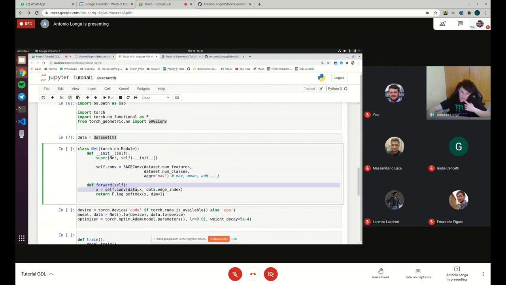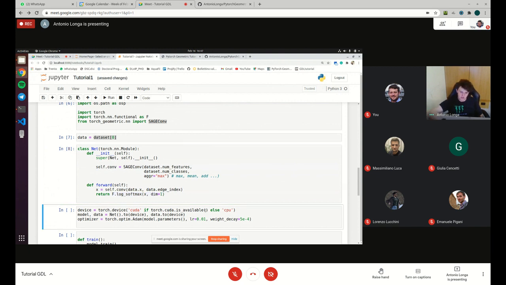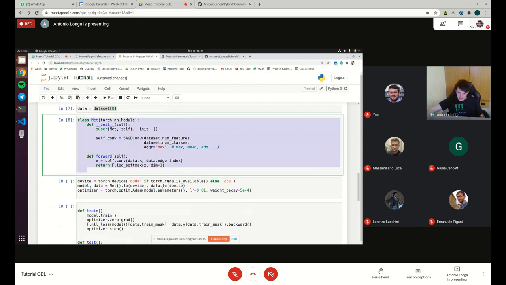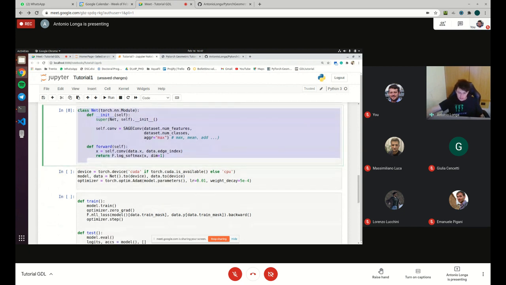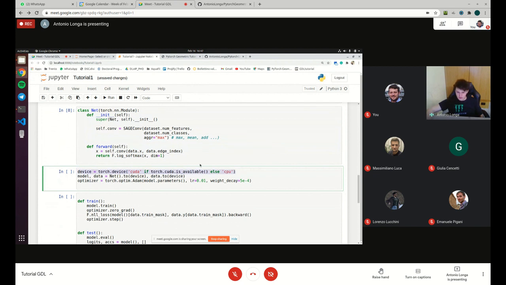Then we have the forward. We just define that x is equal to the convolution, the function defined here, and we pass as input the data and the edge index. That is what it requires to run. And finally, we return the log softmax of the result. Don't worry about this and the rest, we are going to talk about everything in detail.